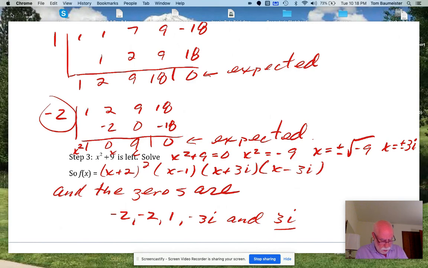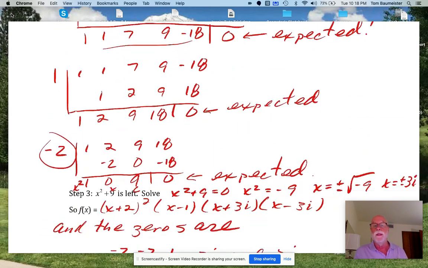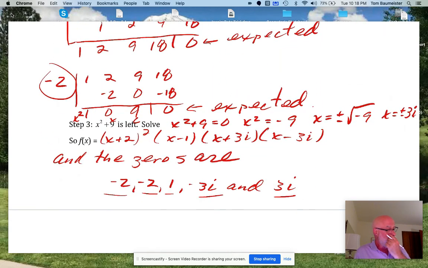Again, there's 1, 2, 3, 4, 5 solutions. Since we had x to the 5th, that's what we expected. And again, tomorrow, the notes for tomorrow, we're going to just again do a conjugate like we just did with the last one on section 4.5.